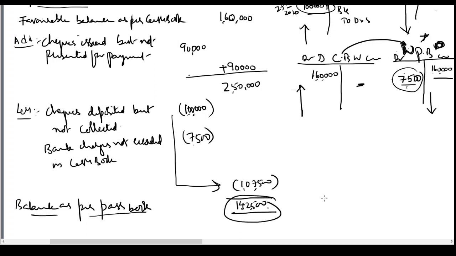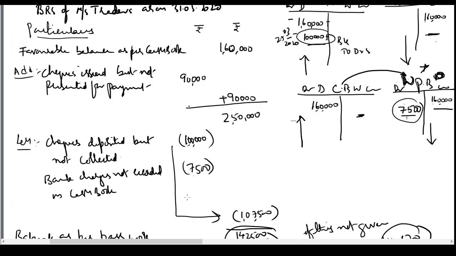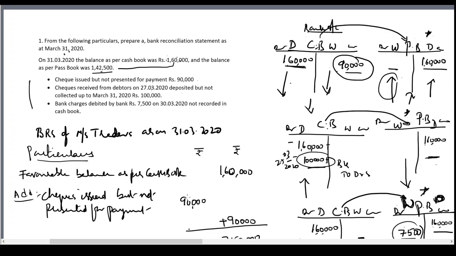If this is not given, the question will ask you what the passbook balance is, then you will say it is equal to 1,42,500 rupees. So we have been able to reconcile the passbook balance with the cash book balance. Okay, so this is how you prepare the bank reconciliation statement. You have to practice these questions to gain a grip over the problems. We will continue to do many more problems. Thank you.